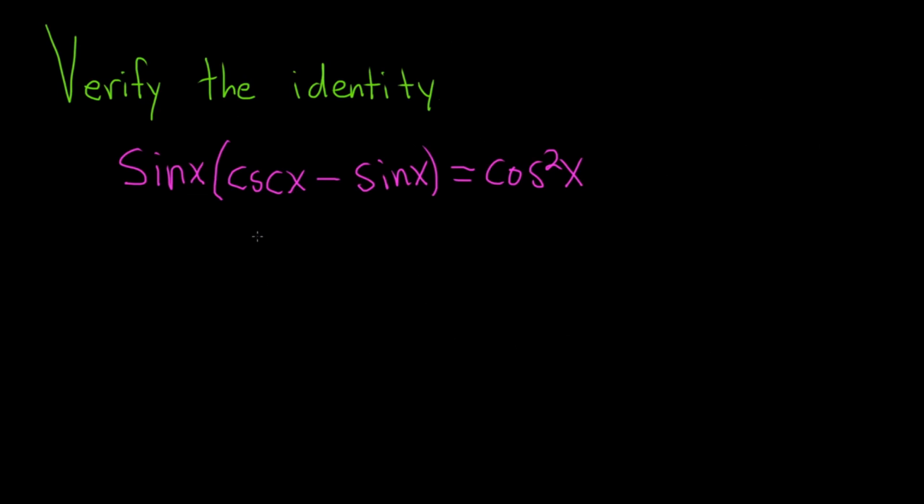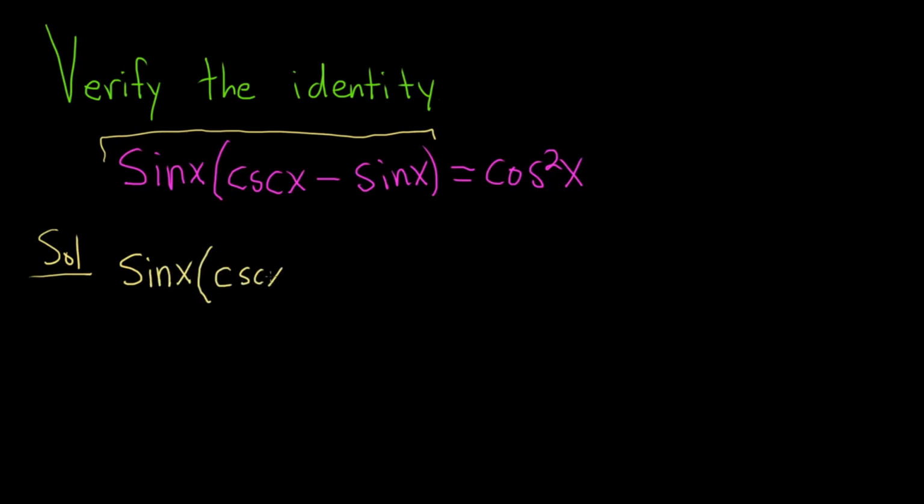Verify the identity. So we have a trigonometric identity, and we're asked to verify it. Let's go ahead and carefully work through it. Solution. So when you're verifying trigonometric identities, it's usually a good idea to start with the more complicated side. So in this case, the more complicated side is the one here on the left. So we start by just writing that down again. So sine x, parentheses, cosecant x minus sine x.